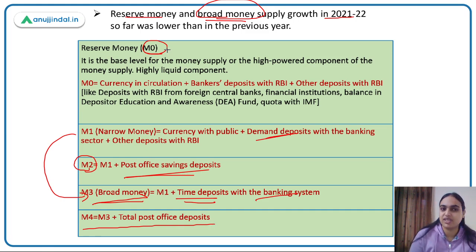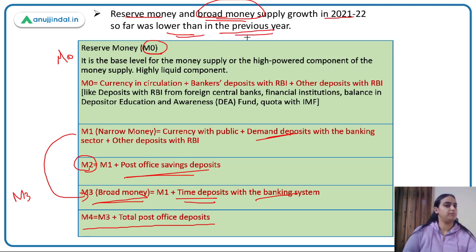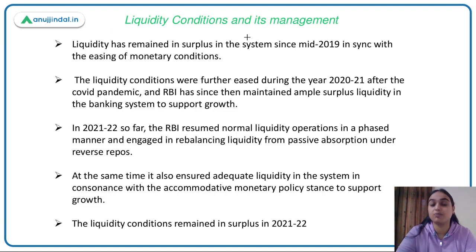So economic survey tells that the reserve money, that is M0, and broad money, that is M3, supply growth in 2021-22 so far was lower than that was in the previous year. Now moving ahead to the next part of this very chapter, that is liquidity conditions and management. So liquidity kaisi rahi, deficit mein raha ya surplus mein rahi, achha khasa supply hua economy mein money ka, and what initiatives have been taken if any to increase or decrease the liquidity.